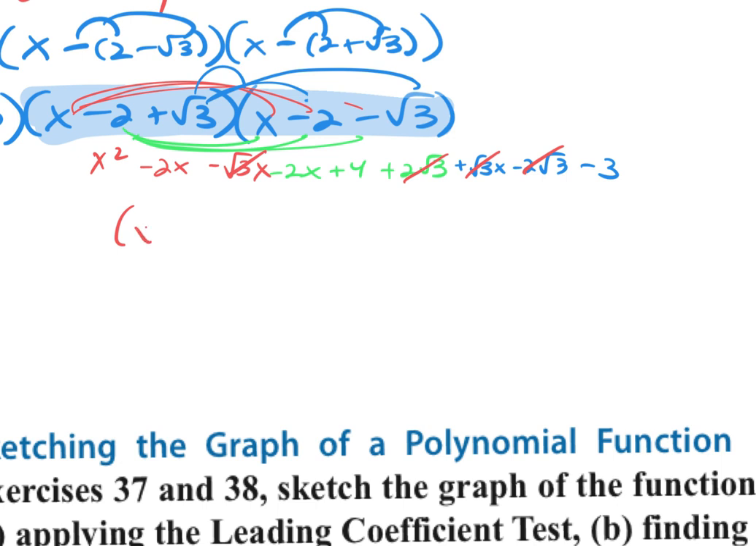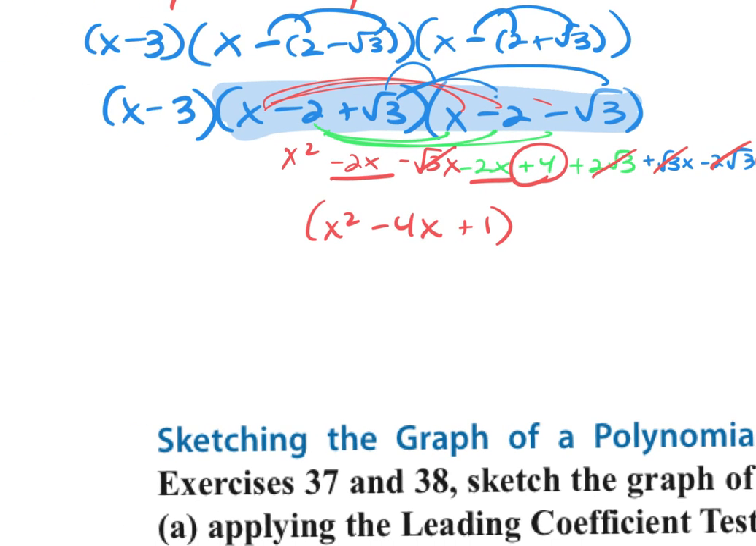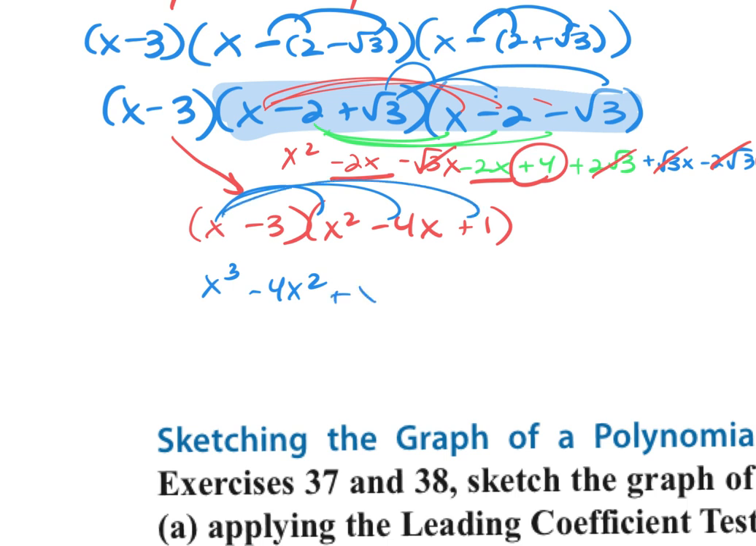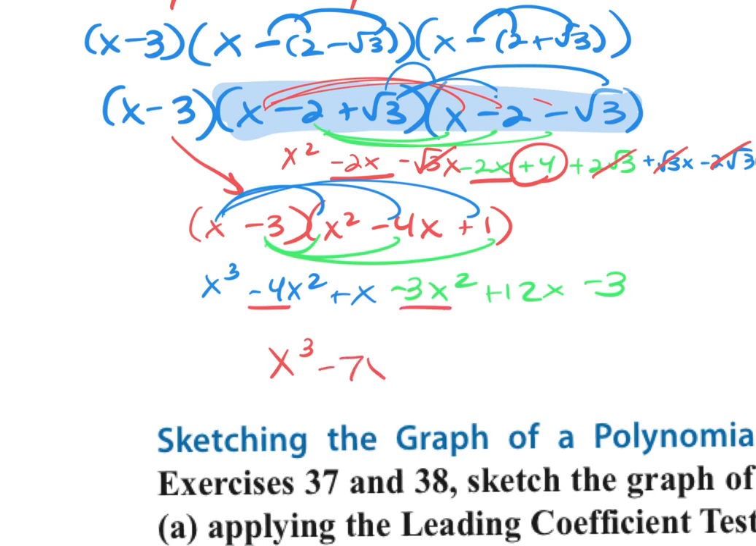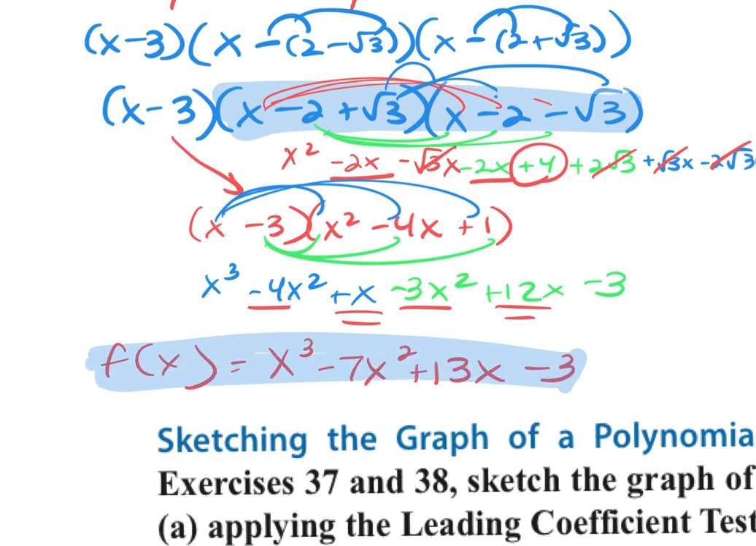So catch it there. I get x squared minus 2x minus 2x. That's negative 4x. And then positive 4 and negative 3. That's positive 1. Don't forget to bring down that x minus 3. And now we FOIL that out. x to the third, negative 4x squared, positive x, negative 3x squared, positive 12x, and negative 3. And you'd get x to the third, there are 2 x squared terms, so negative 7x squared, 2 x terms, positive 13x minus 3, equals f of x. So it's asking for the equation that would give you those zeros, which would be this.